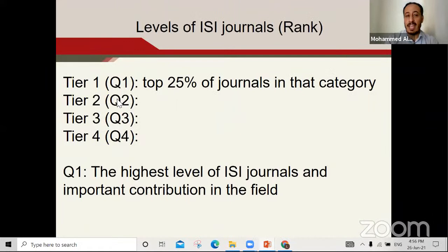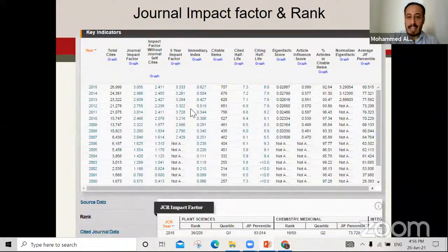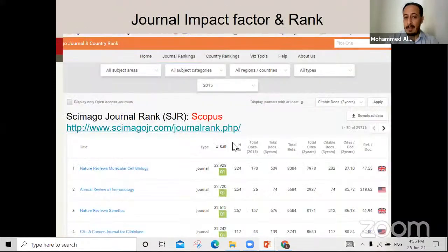All the journals under Web of Science are arranged under 4 categories, Tier 1 or Q1, Tier 2, 3. The top 25% of the journals in this category, we call it Q1. So it's the high rank journal, arranged like this, the top based on the impact factor. In Scopus, they have the same ranking, but as I told you, we call it SCImago Journal Rank, SJR. They also have ranking Q1, Q2, and they don't have impact factor, we call it SJR.